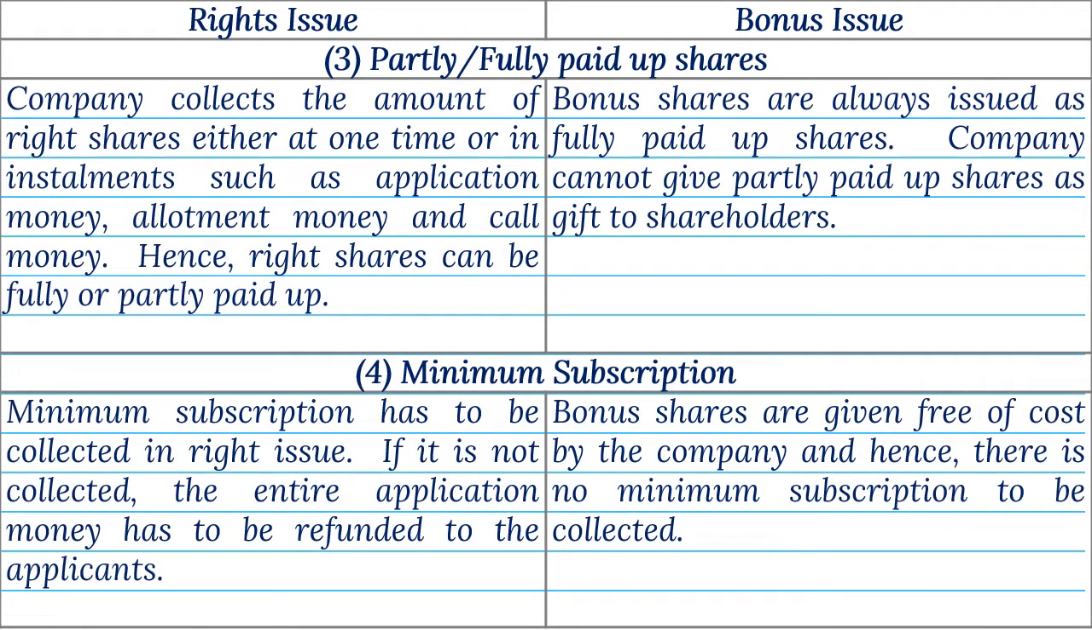3. Partly or fully paid up shares. Company collects the amount of right shares either at one time or in installments, such as application money, allotment money, and call money. Hence, right shares can be fully or partly paid up. Bonus shares are always issued as fully paid up shares. Company cannot give partly paid up shares as gift to shareholders.